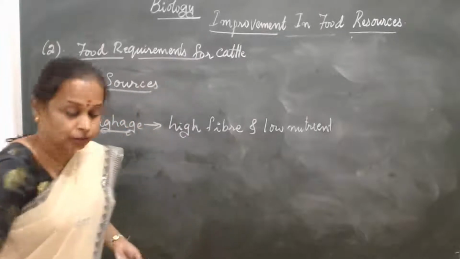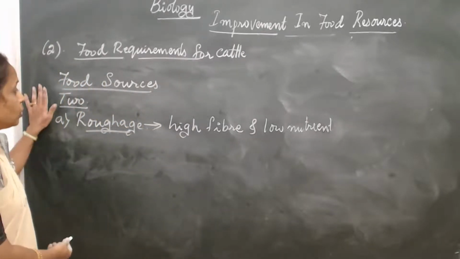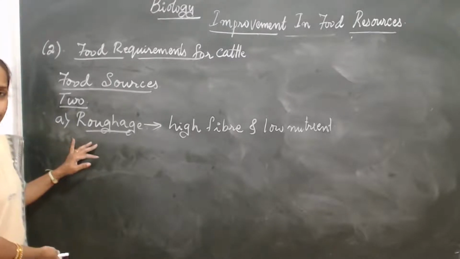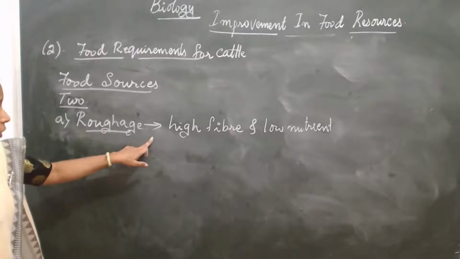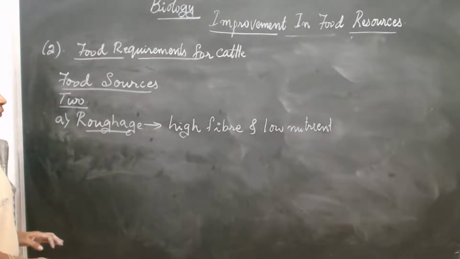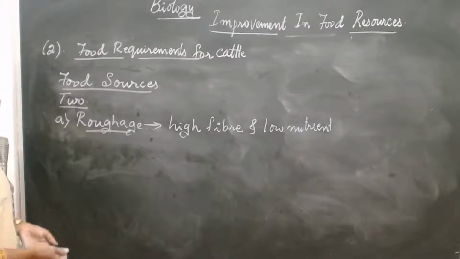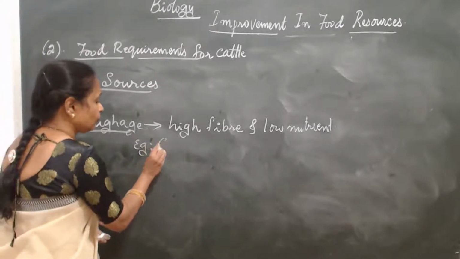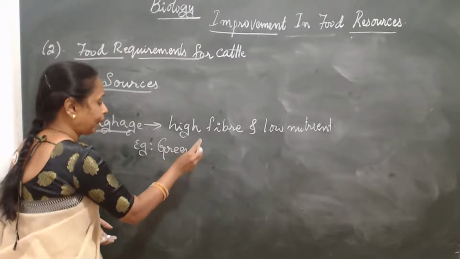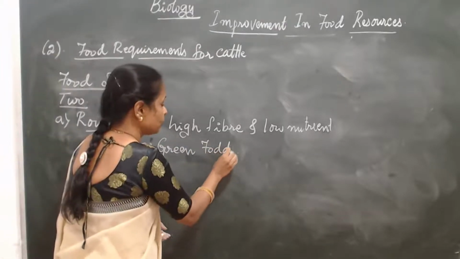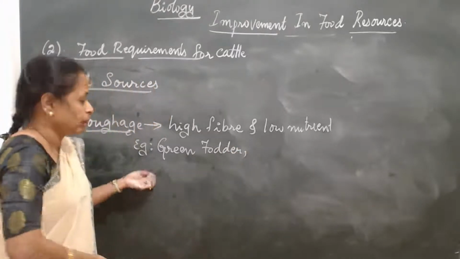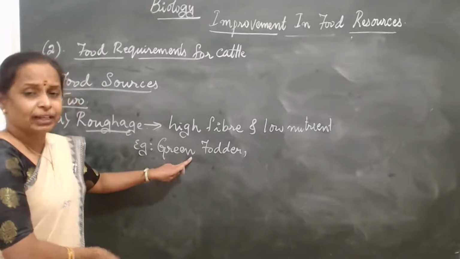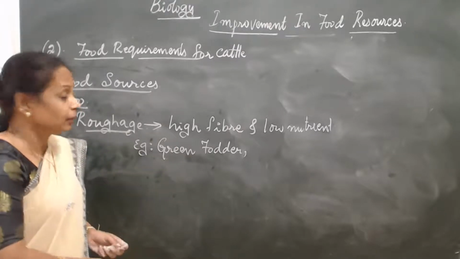I repeat, the food sources are of two types. The first one is roughage. We know that roughage is also called fiber. So the food sources which contain a high amount of fiber and a low amount of nutrients are called roughage. An example is green fodder. It is the green grass that is always given to the animals. It can be from jowar, wheat, or sugarcane, finely chopped or finely cut, and that is the green fodder.